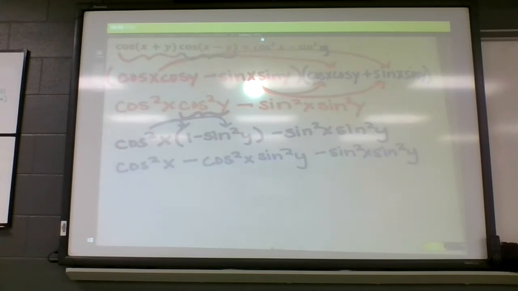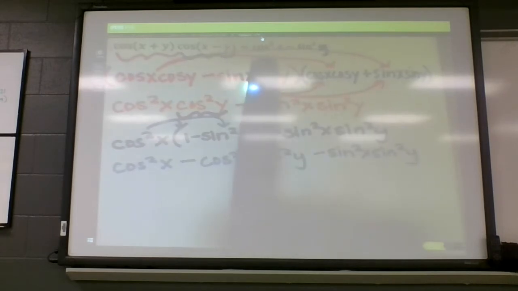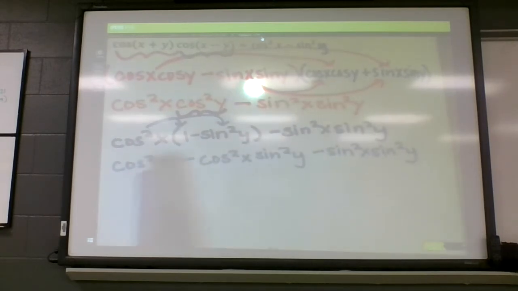And now do you do it to the other side? Yeah, sine squared x, like mess with this now to try to get that? You could. I don't know what you would mess with completely though, because you need the cosine squared of x, right? And we have one of those.